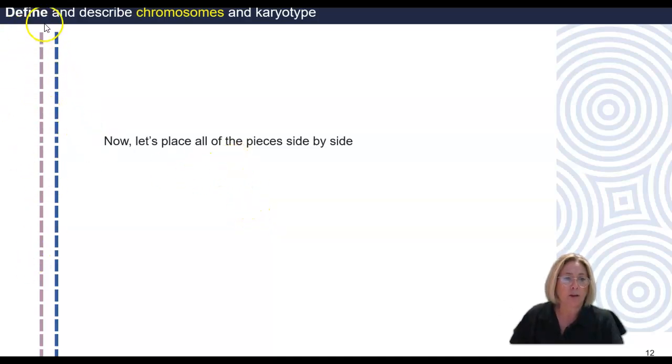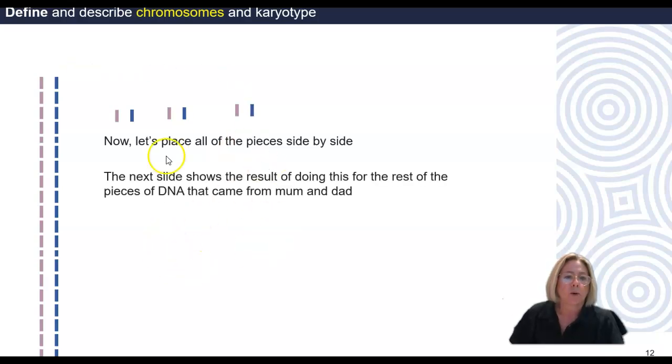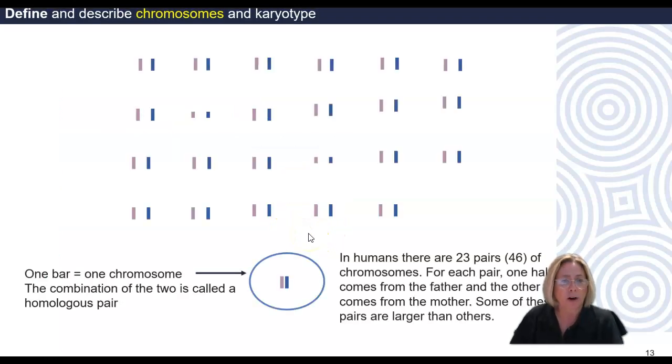Now let's actually place all of these pieces side by side. So from the mother and from the father, okay? And now let's actually take some of these like so and place them side by side here. We're now going to show the result of doing this for all of the rest of the pieces of the DNA that came from the maternal side, or the mum, and the paternal from the father. And what you end up with is something like this.